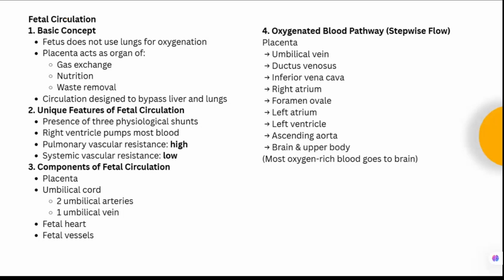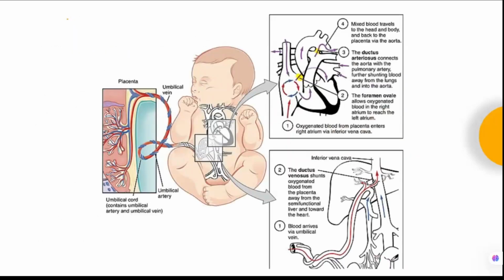From the placenta, you have the umbilical vein. It will carry the blood, and through the ductus venosus, which is the bypass for the liver, it will drain into the IVC, inferior vena cava. Through the inferior vena cava, it will go into the right atrium. Then through the foramen ovale, it will go into the left atrium. Then it will go to the left ventricle, then to the ascending aorta, then to the brain and the upper part of the body. So most of the oxygen-rich blood goes to the brain. This is what is happening in the fetus.